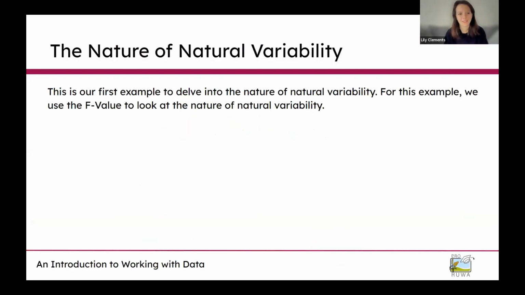The nature of natural variability. This is our first example to delve into the nature of natural variability. For this example, we use the F value to look at the nature of natural variability.